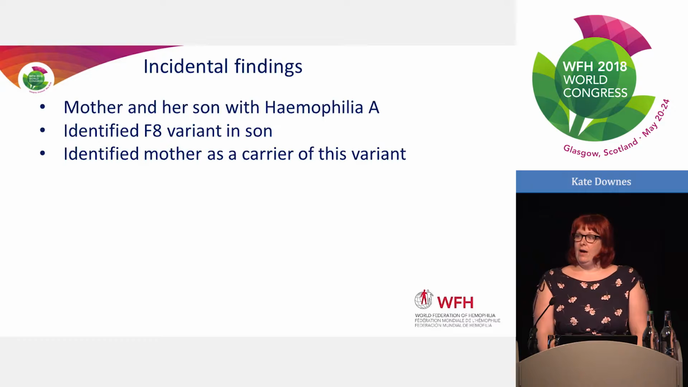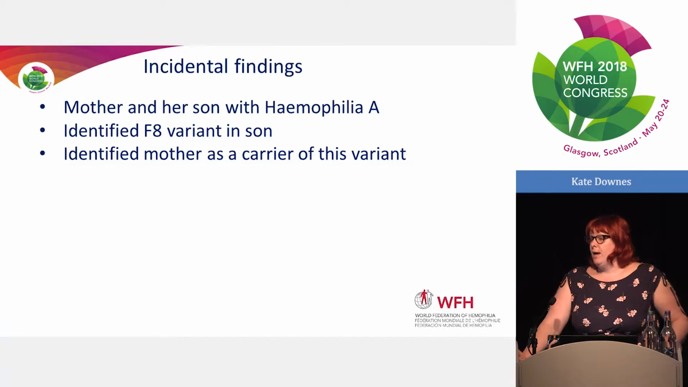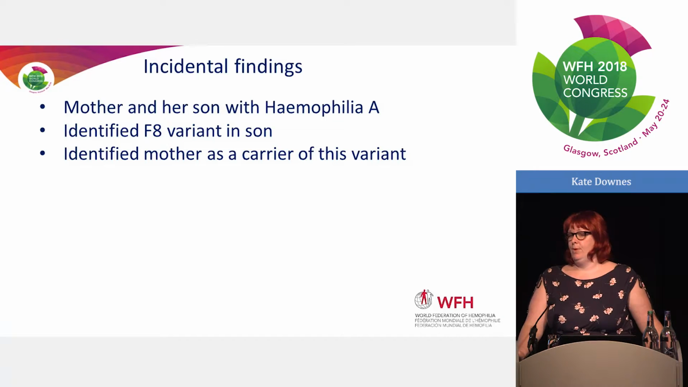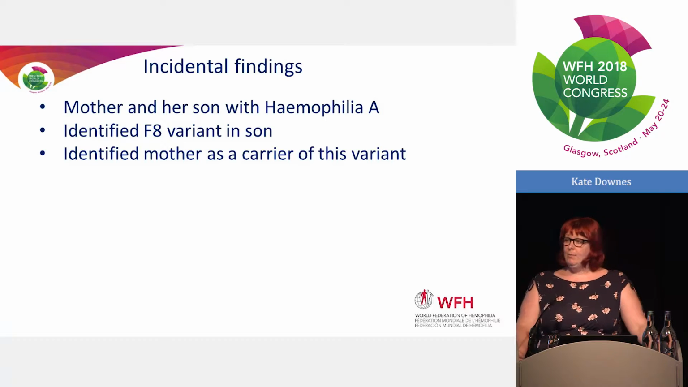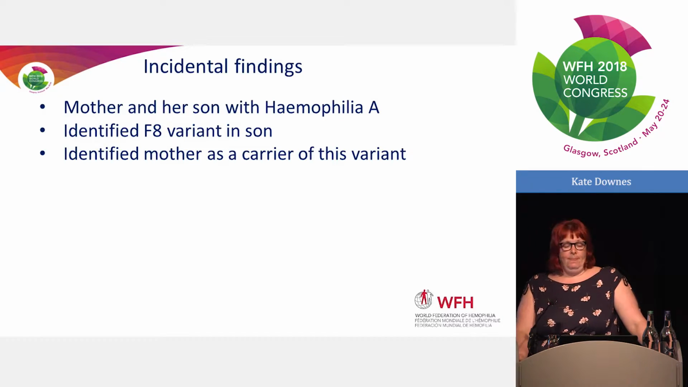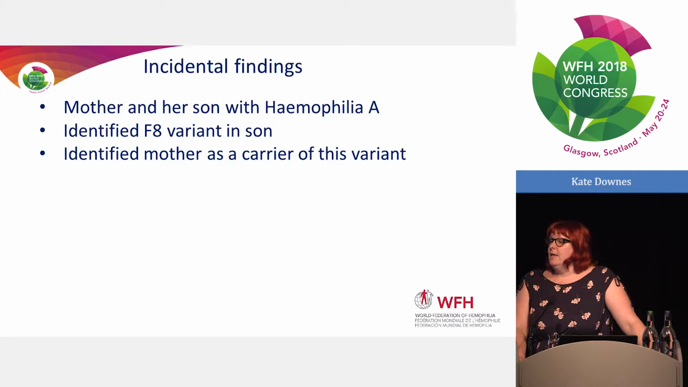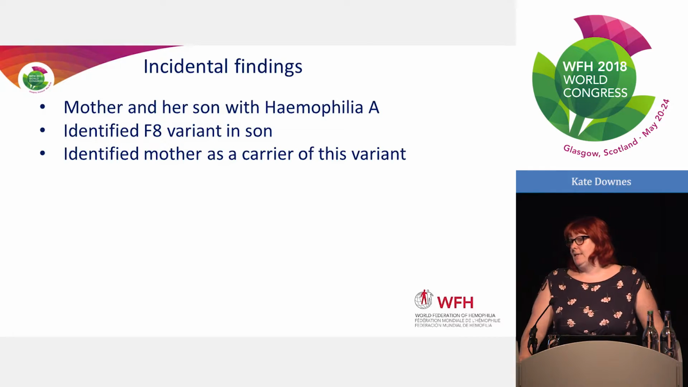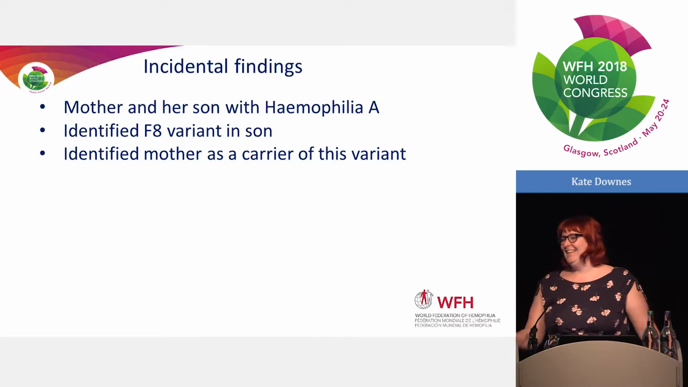I just wanted to give you a final example of where an incidental finding was reported back to a patient, and it did matter to that person. So it was a mum, and her son had hemophilia A, and we identified the F8 variant in her son. And we also identified the mum as a carrier. So our normal report would say that this lady had a 50% chance of passing on that variant to her future children, and the children that she already had.